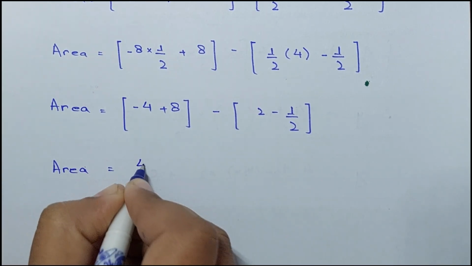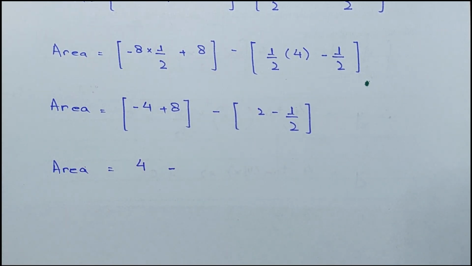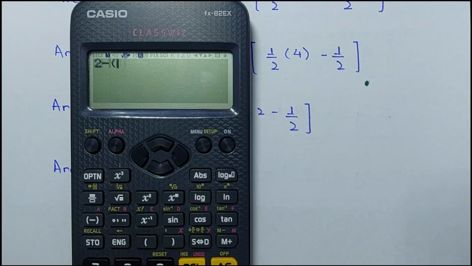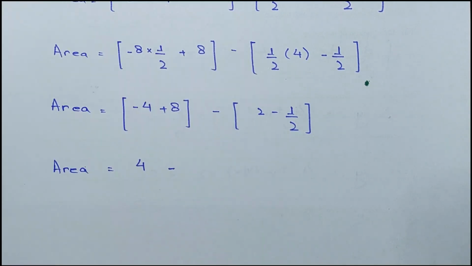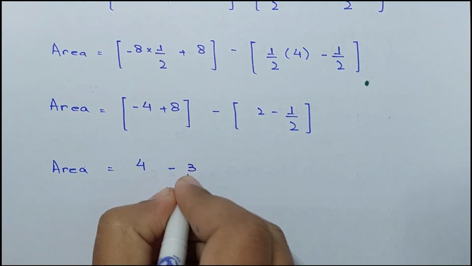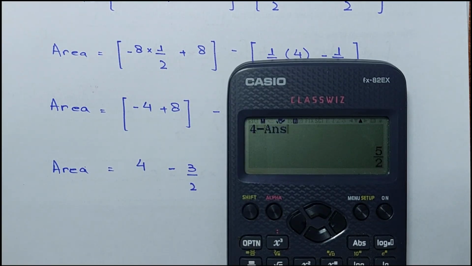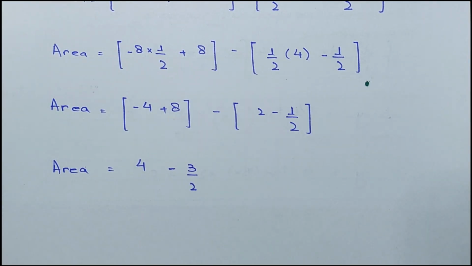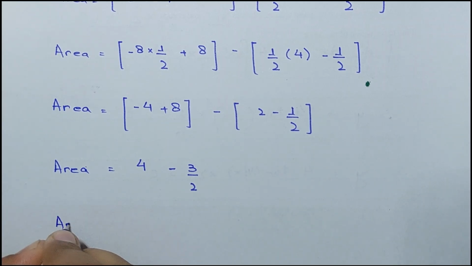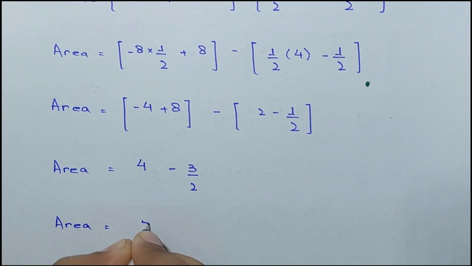8 minus 4 is 4, and minus, what is 2 minus 1 by 2? 2 minus 1 by 2 is 3 by 2. This is 3 by 2. And 4 minus 3 by 2, 4 minus the answer is 5 by 2. So 5 by 2 is the area. So the shaded area becomes 5 by 2 square units.